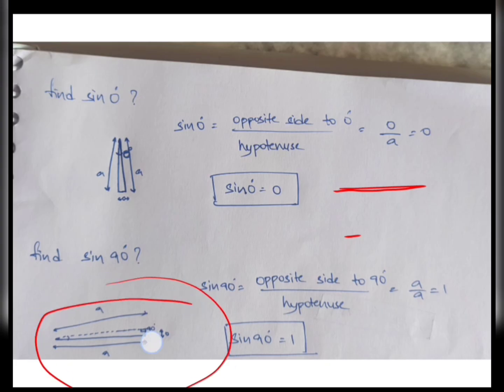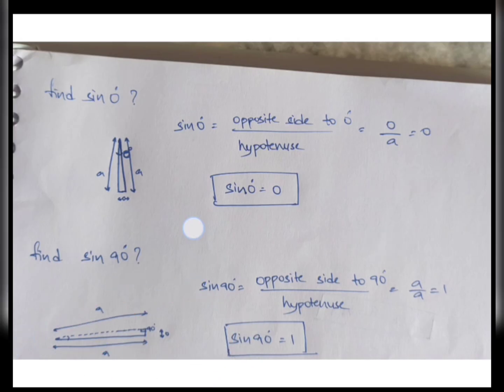But sine 90 degrees will be equal to opposite side by hypotenuse. Opposite side to 90 degrees is measuring a length of A, and hypotenuse is also measuring length of A. So A by A will be equal to 1. So now sine 90 degrees will be equal to 1.